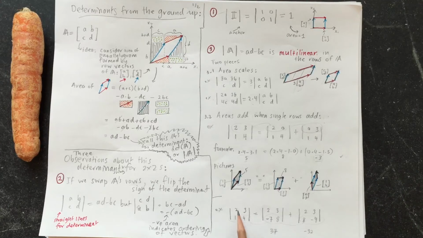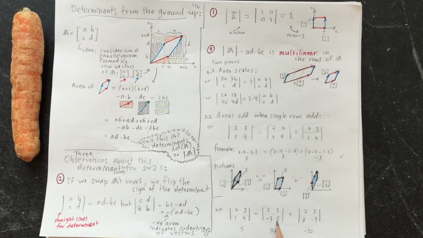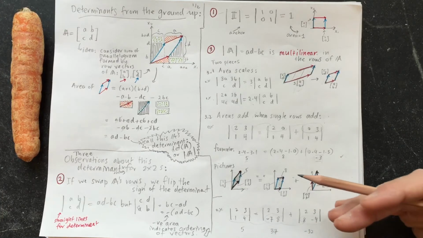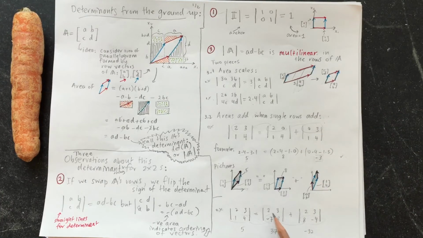Here's another example. So 2, 3, 1, 4 again, and we've left the top row the same, right? And split up the bottom row. Splitting up the bottom row, just arbitrarily, this is just an example. So minus 7 plus 8 is 1. 8 minus 4 is 4. So there's a linear piece here. These two rows add. And that's why it's, again, multilinear. It's row by row. And let's figure it out using our formula.